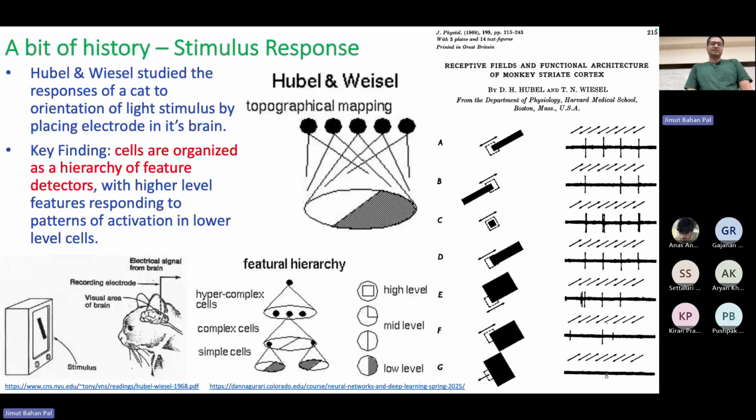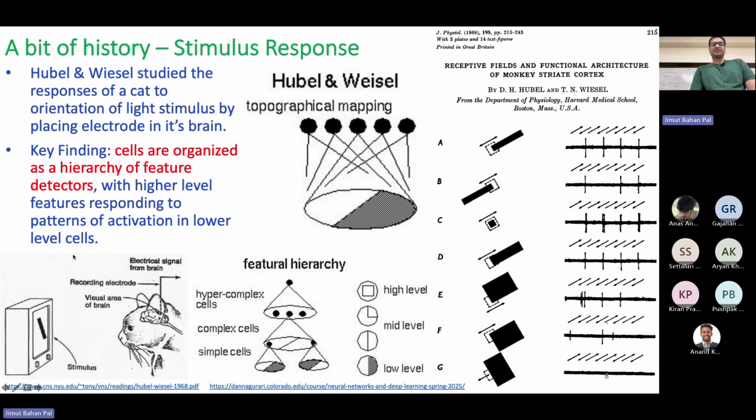Firstly, Hubel and Wiesel studied the responses of a cat's brain when they presented the cat with some images. What they found was that the cells are organized as a hierarchy of feature detectors, with higher-level features responding to patterns of activation in lower-level cells. So the main information they got was that the cells are organized in a hierarchy. Simple cells detect low-level features, complex cells have mid-level features, and higher complex cells have higher-level features.